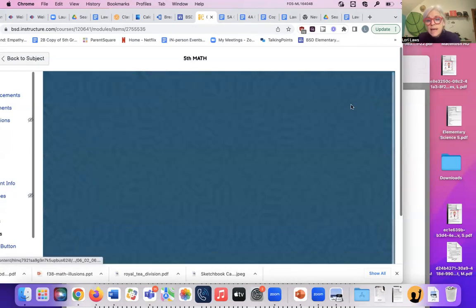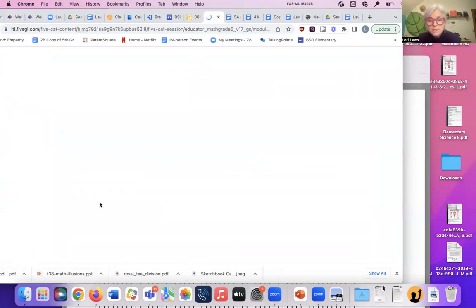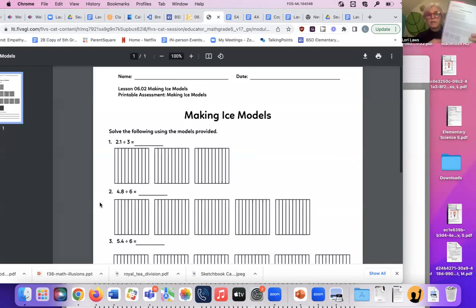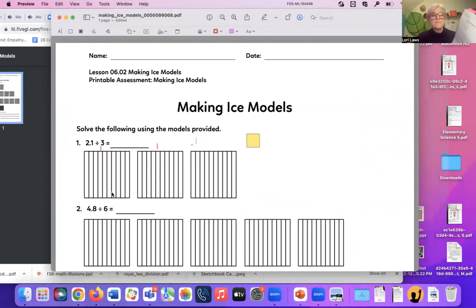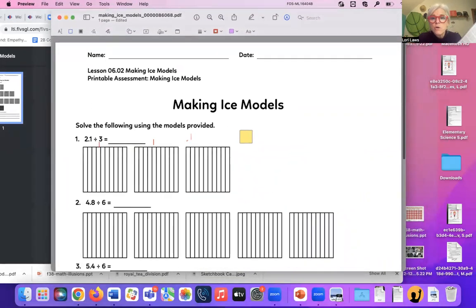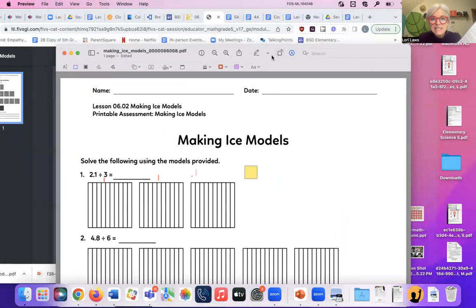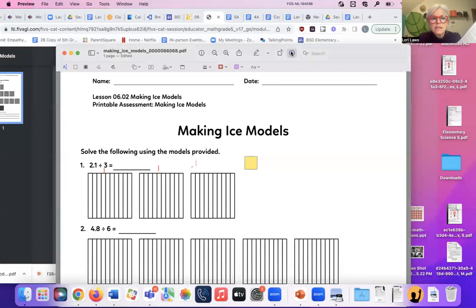And then page 6 has the graphic organizer making ICE models. It's here in your booklet. I've actually downloaded it. So it's this page that you're going to submit today. If it were me, it says solve the following, use the models provided. So the first thing you're going to do is figure out how to show the whole number, the dividend. So you're going to grab a pen. Let me see here. Right there. I know you have your hand raised.